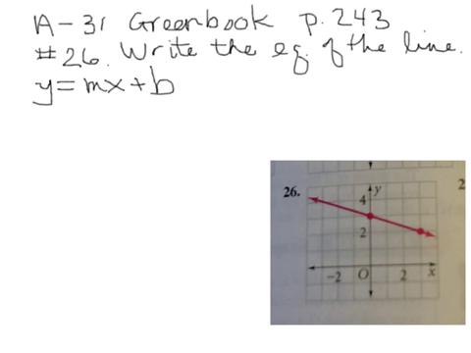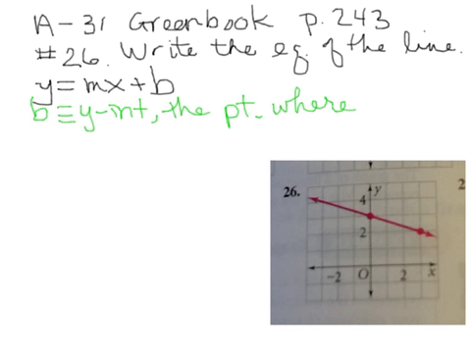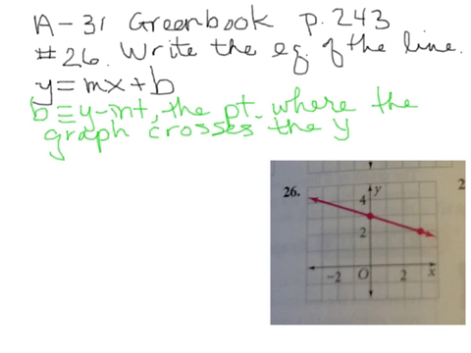So once again, b, let's go ahead and change colors. So we know that b is our y-intercept, and once again, that is the point where the graph crosses the y-axis. All right, so there we go.